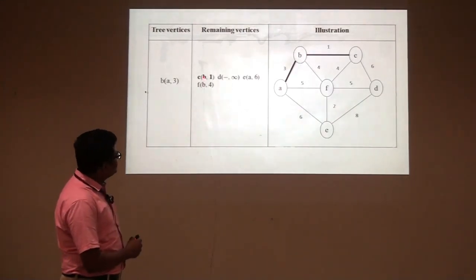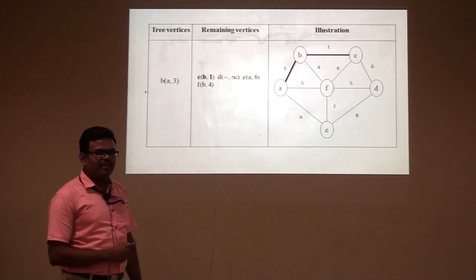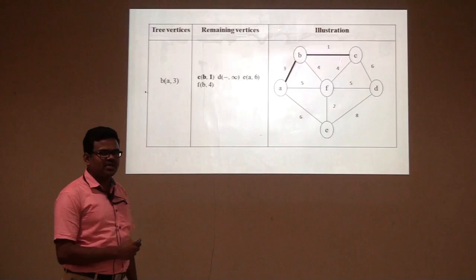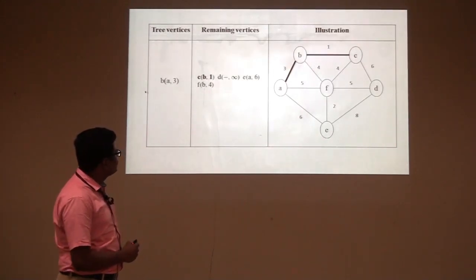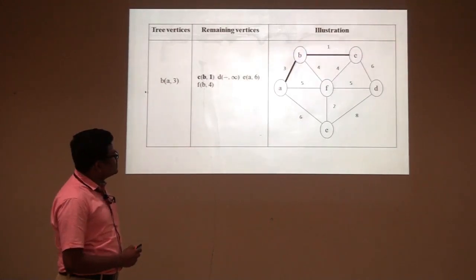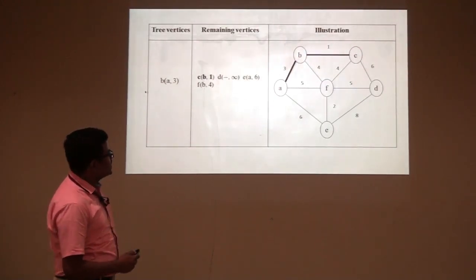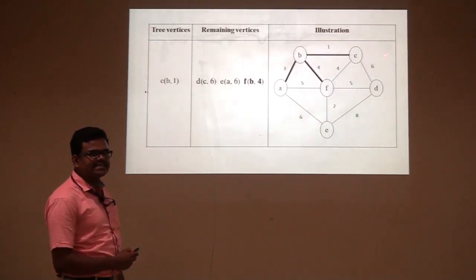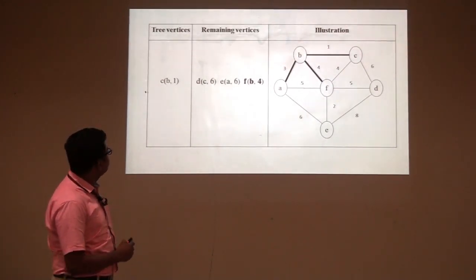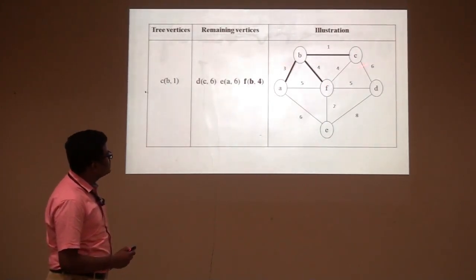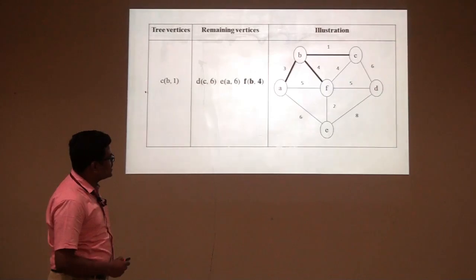Here we are going to select the minimum path. From C to B is the minimum cost of 1, all others are 6 and 4. So we are going to select the B to C edge with cost 1. After connecting B and C, B and C come under the tree vertices. For the remaining vertices, we are going to find the vectors for D, F and E.